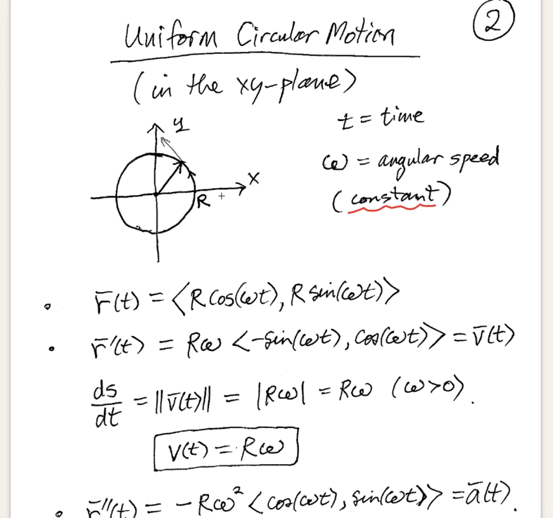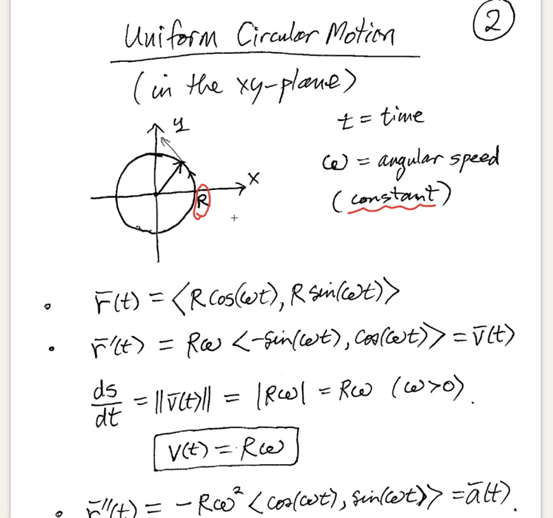Now I'm just going to assume that I've got a particle or something moving uniformly, in other words, with a constant angular speed centered at the origin in the xy plane. Now the radius of motion here is going to be cap r, so that's the radius of the circle. Now I'm assuming that's a positive number.